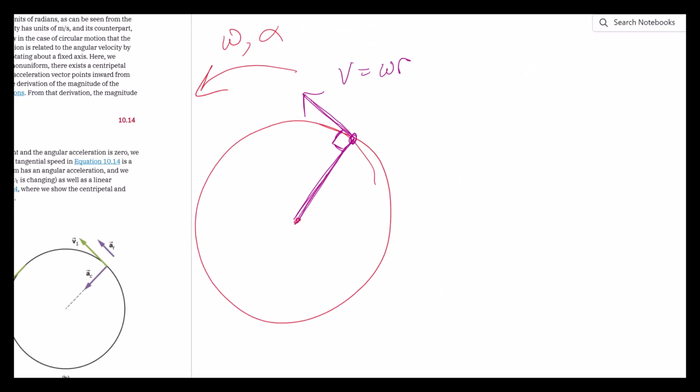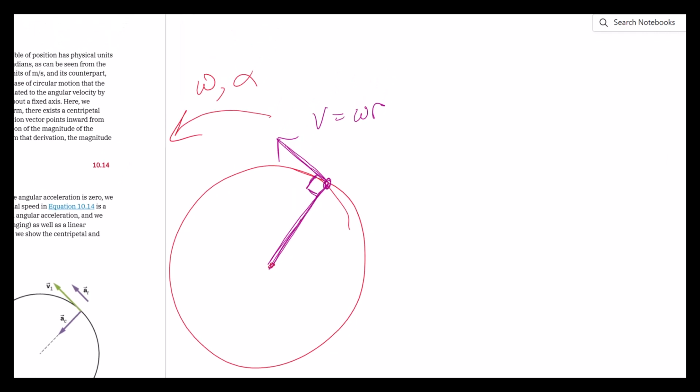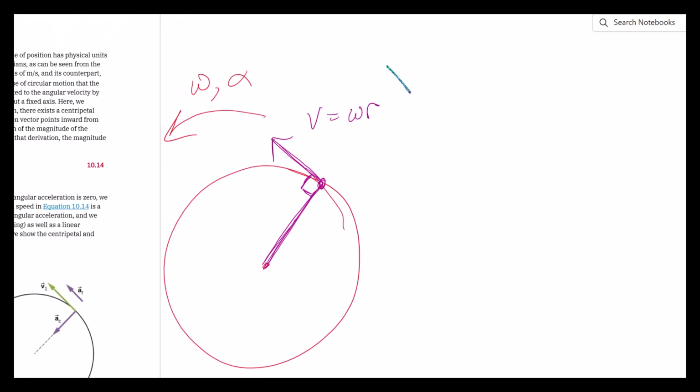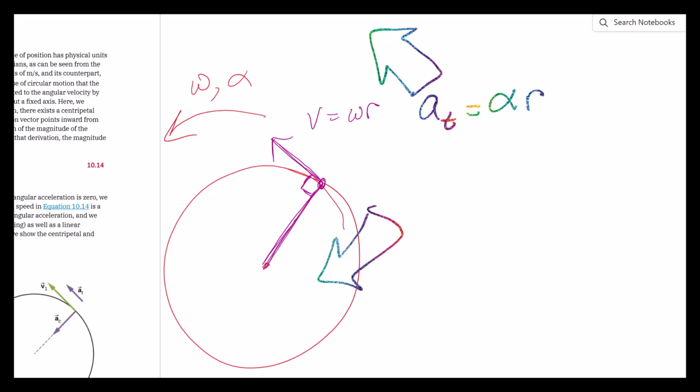And then if I wanted to know what's going on with the acceleration of the system, the acceleration in the tangential direction is alpha r, and the acceleration toward the center of the circle is omega squared r, also known as v squared over r. So either one of them works.